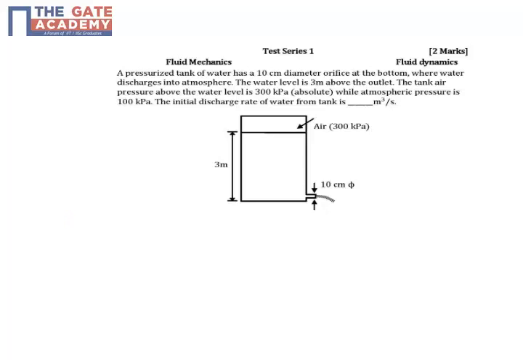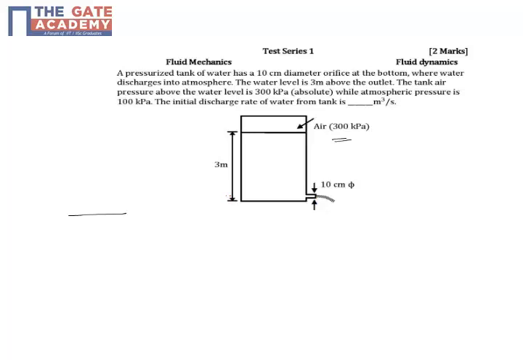Let's discuss a question from fluid mechanics. A pressurized tank of water is given where we have 3 meters height of water, and above that we have air with absolute pressure of 300 kPa. The tank and the atmosphere pressure are given. The initial discharge rate of water is asked. That means when I just open this valve, what is the discharge rate with which the water will be coming.